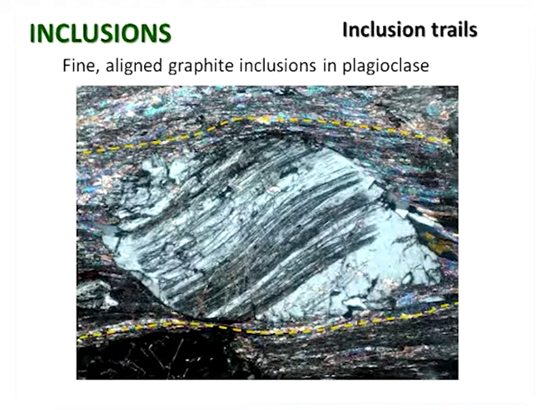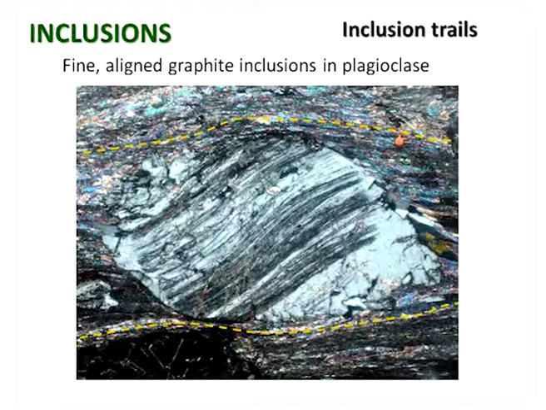So looking again at inclusions, this is a different crystal here. We've got a large plagioclase crystal, which is showing grey in cross-polarized light. And here you've got inclusion trails, very fine inclusion trails within the plagioclase. These are probably fine graphite. So the inclusion trails are oblique to the external fabric, which is picked out with these yellow dashed lines here. That's a mica fabric. So it's a different fabric.